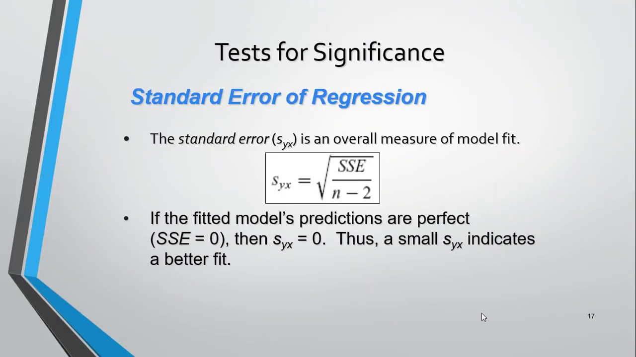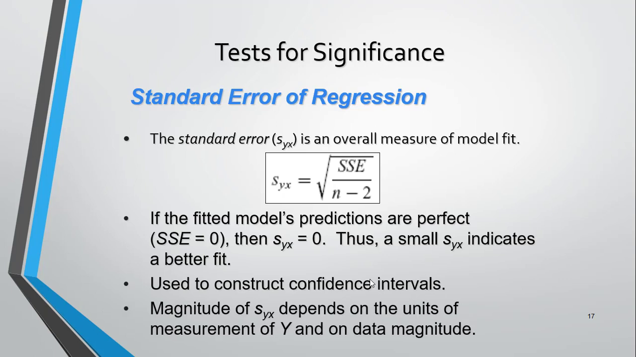Standard error of regression. The standard error s_yx is an overall measure of model fit. It is defined as the square root of SSE over n-2. If the fitted model's predictions are perfect, SSE will be 0, then s will be 0. A small s indicates a better fit. If the standard error is smaller, the fit is better, and you can use it to construct confidence intervals. The magnitude of s depends on the units of measurement of Y and on the data magnitude.